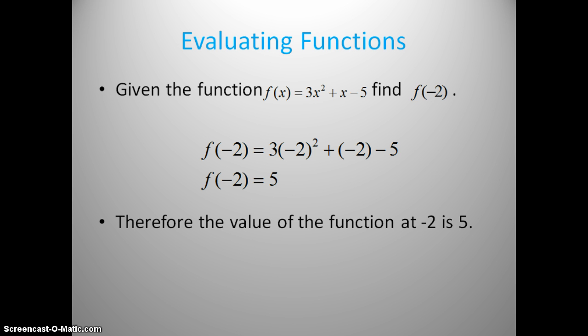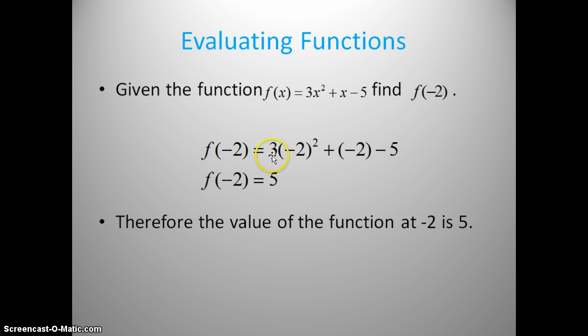Now, one thing we often like to do is evaluate functions for particular input values. So here, given the function f of x is equal to 3x squared plus x minus 5, we're going to find the value of the function at -2, or f of -2. All that means is we're going to plug in the input, which is x, as -2, and then perform order of operations. So this is exactly how you are to display your work.